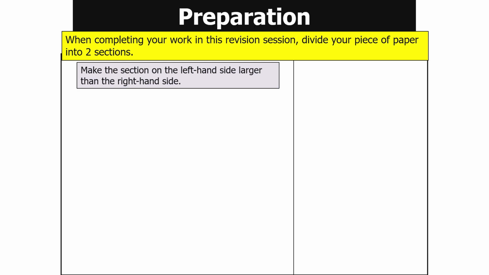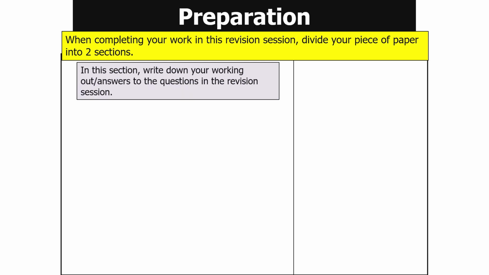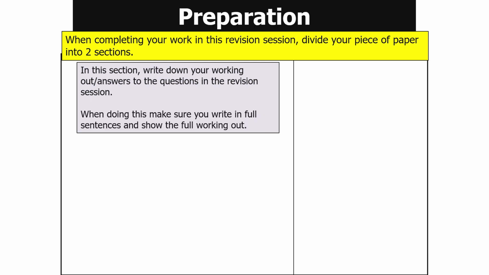So how should you prepare for this revision session? When you're completing this revision session, divide your piece of paper into two sections. Make the section on the left hand side larger than on the right hand side. In this section, please ensure you write down your working out and answers to the questions in your revision session. When you're doing this, make sure you write in full sentences and show your full working out.